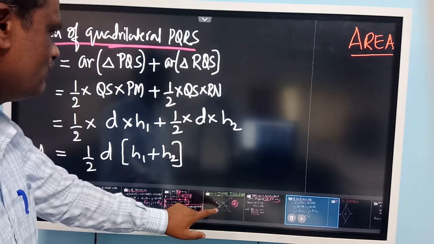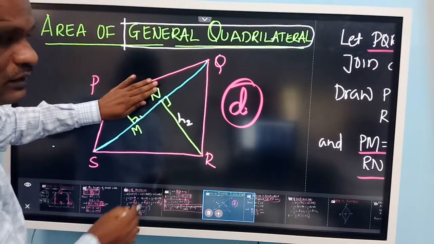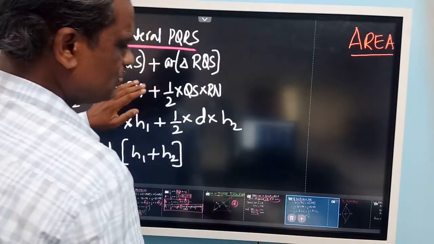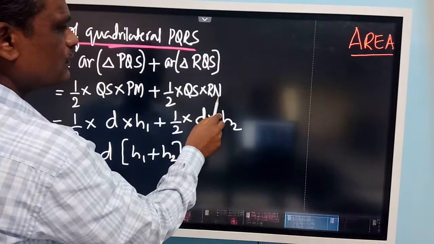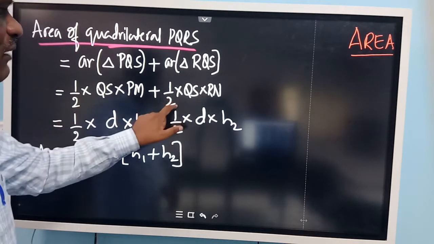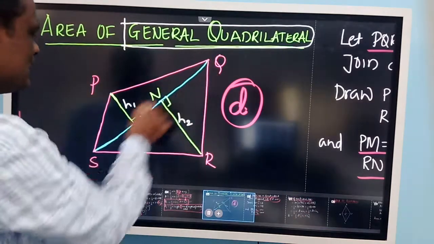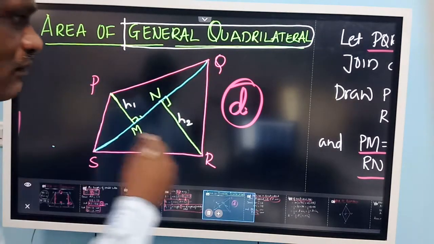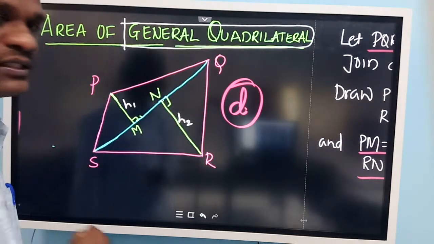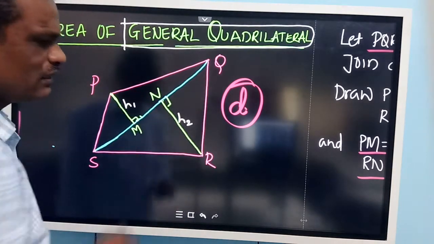Again you come back to the diagram. Another triangle, this triangle. This is the base, this is altitude. Formula: half into QS into RN. This is the formula I applied, half into base into height. Come back to the diagram once again and look at this one. What is the length of the base I have taken? It is D units. So wherever QS is there, you can write D. And PM is H1, RN is H2.